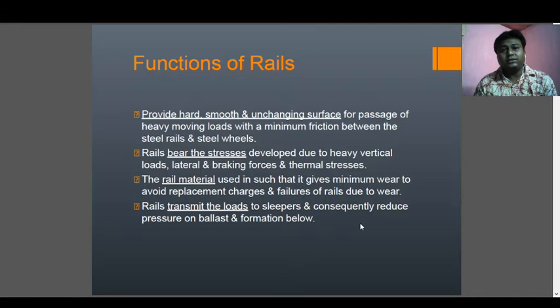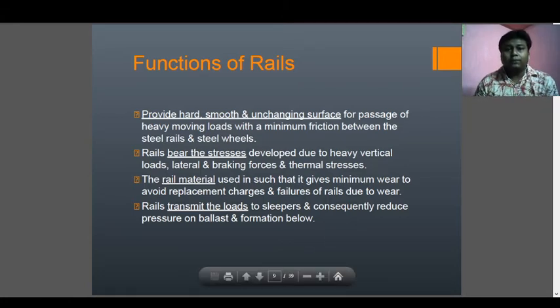Next are the functions of the rail. What are the various functions of the rail? It provides a hard, smooth and unchanging surface for the passage of heavy moving loads with minimum friction between the steel rail and the steel wheel. Rails bear the stresses developed due to heavy vertical loads, lateral and braking forces, and thermal stresses.